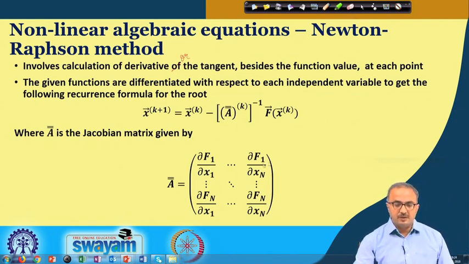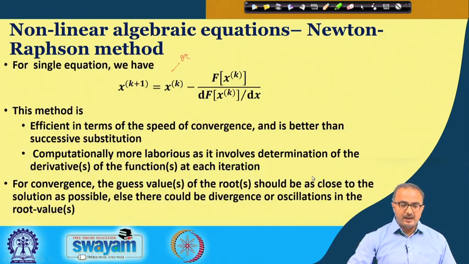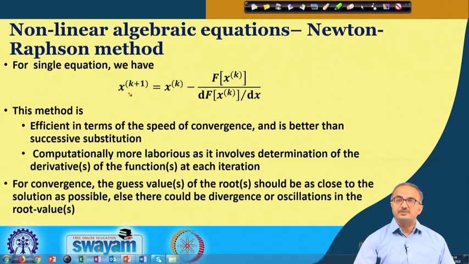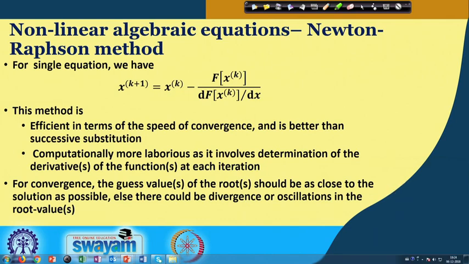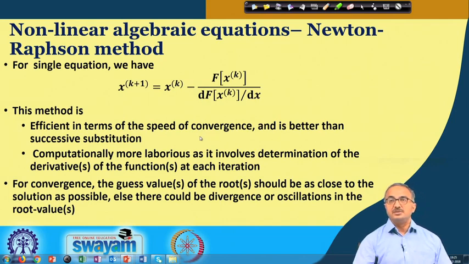So, this is for a multivariable system, and if I talk of a single variable, the same equation may be reduced to this particular form. In this you see that x(k+1), that is the new, updated value of the root, will be equal to the present value of the root minus the function value divided by the derivative of the function. And this method is very efficient in terms of speed of convergence and is better than successive substitution.